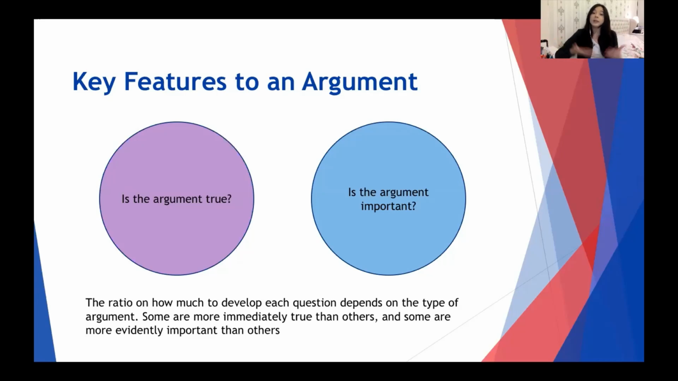Some arguments may even have equal parts, where you would have to spend some time in developing whether or not this argument is true, and also whether or not this argument is important. But as a general rule, you should always have these two questions in the back of your mind as you're building anything in prep time or even in your rebuttals as the debate is happening.